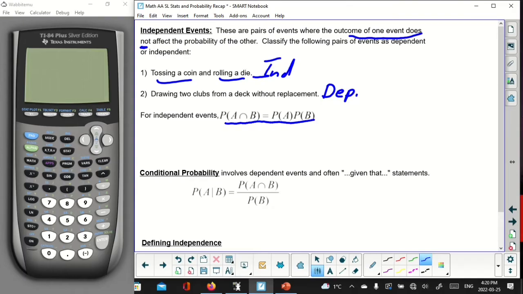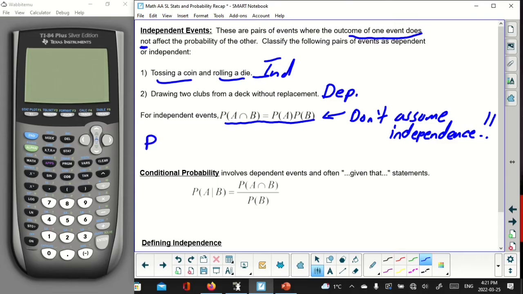If events are independent, you can use this handy-dandy little formula, but don't assume independence. I know it's in the formula booklet. There's going to be a formula in there that tells you the probability of A and B for independent events. We're going to be tempted to use it anytime we see P of A and B. Only use it if you're sure the events are independent.